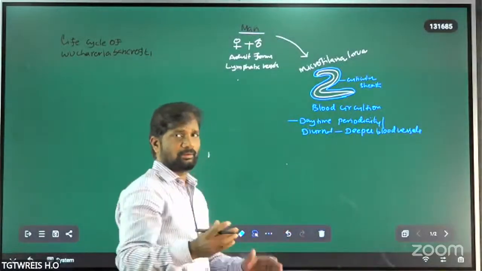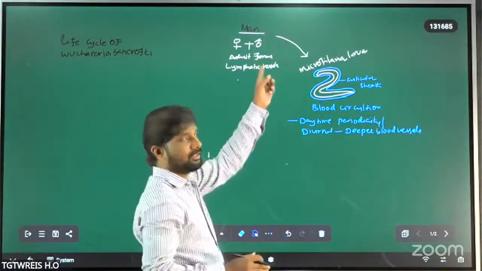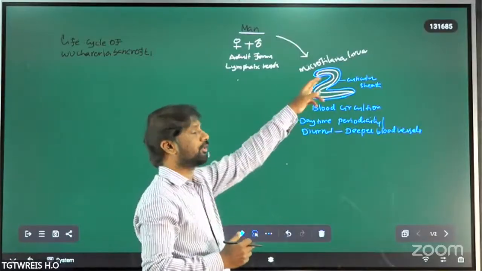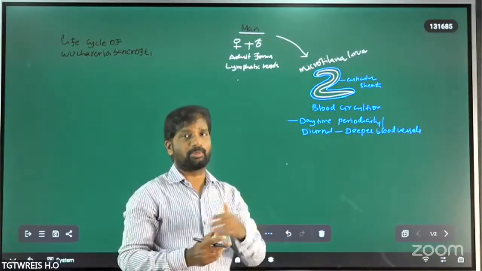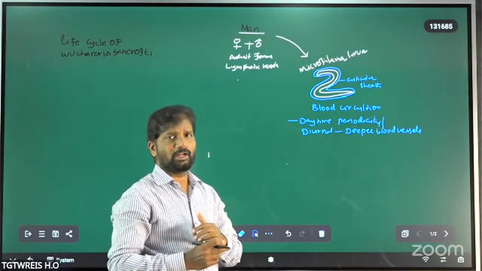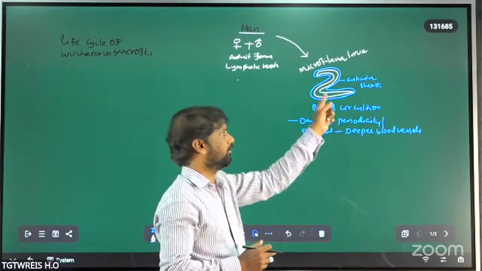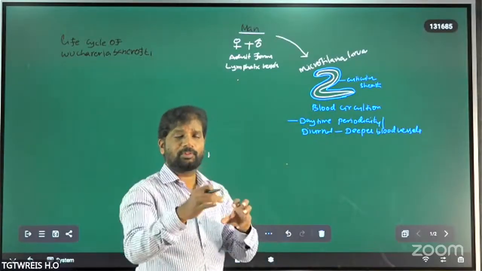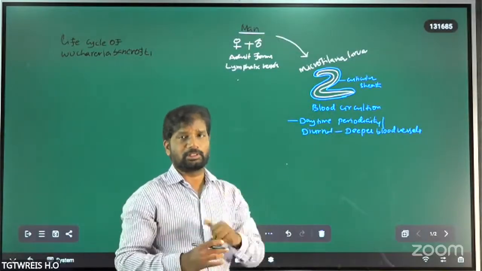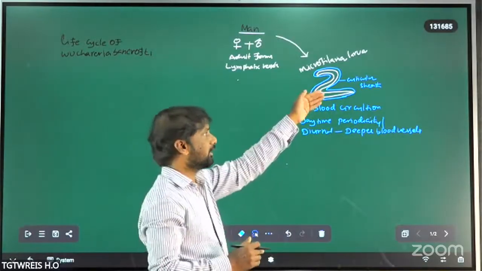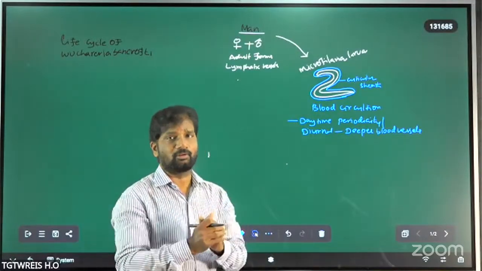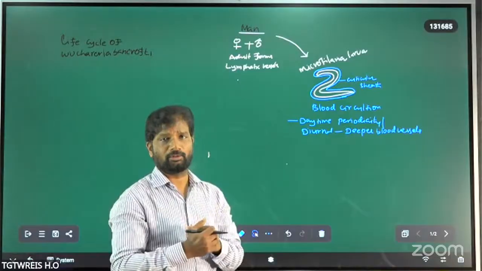After the copulation, the adult Wuchereria bancrofti release the microfilaria larvae. These microfilaria larvae look like a Z-shaped structure, and around each microfilaria larva there is a loose cuticular sheath. These microfilaria larvae are now present in the blood circulation of the infected person.